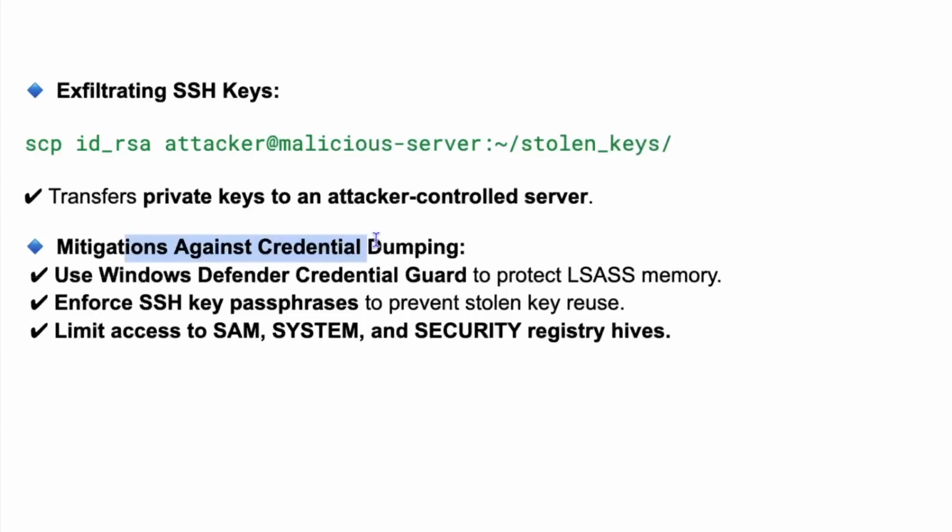So the mitigations against credential dumping would be using Windows Defender Credential Guard to protect the LSASS memory from being dumped and from being stolen, and enforcing SSH key passphrases to prevent stolen key reuse. So if somebody actually steals the key, you want there to be a passphrase on this key, right? So you want there to be an extra layer of authentication that's required for somebody to even be able to use this key. So a password to access the key, essentially.